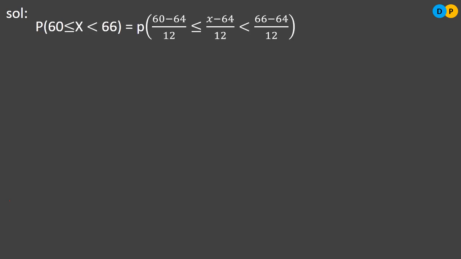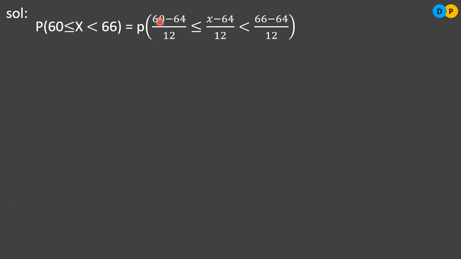Here we need to find the probability of the normal variate X taking a value greater than or equal to 60 and less than 66. So we will be converting the normal variate to a standard normal variate. What is the procedure? Here is the standard normal variate Z, X minus mu by sigma. Mu is 64, sigma is 12. Here the lower limit is 60, upper limit is 66.